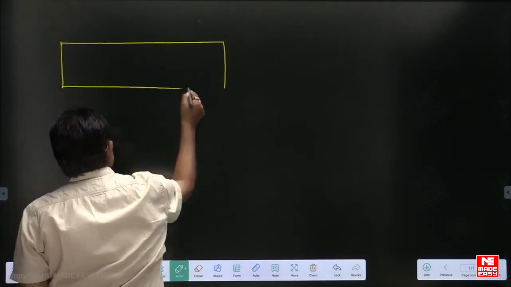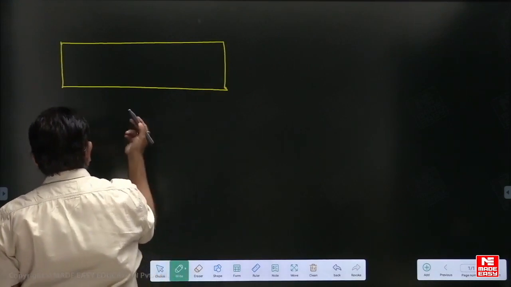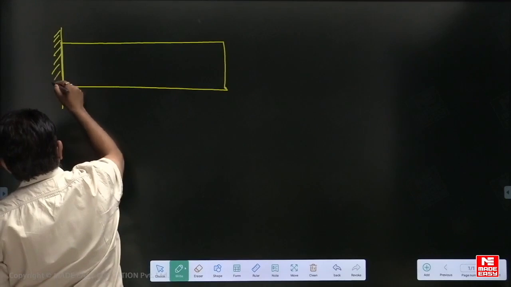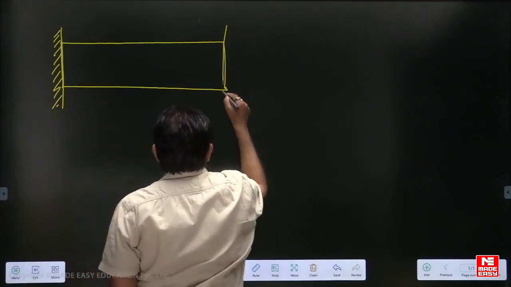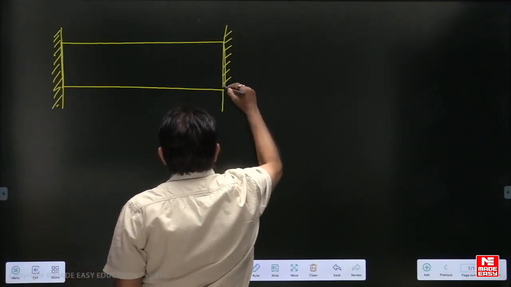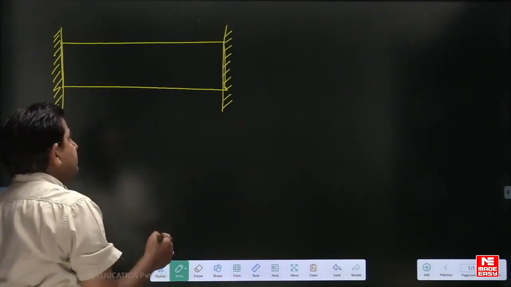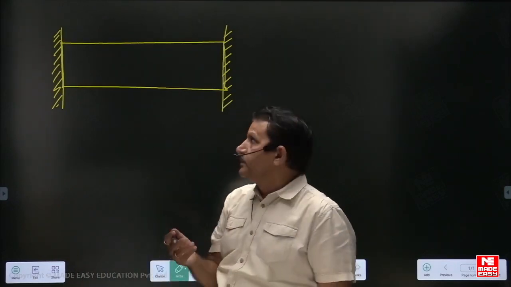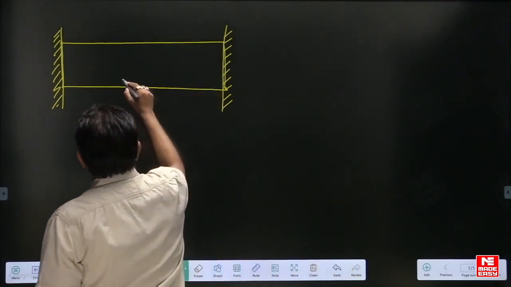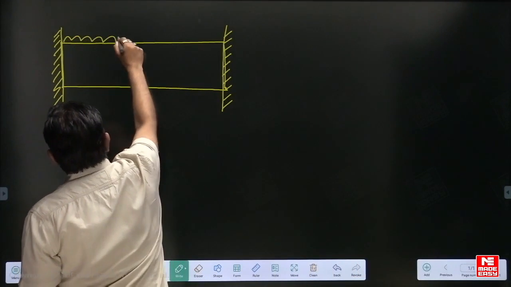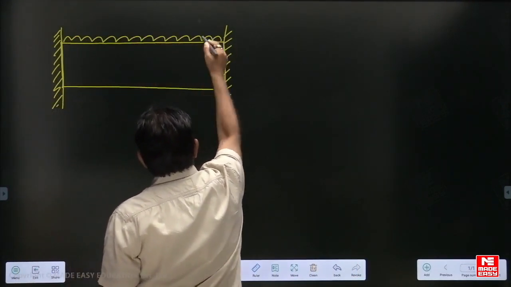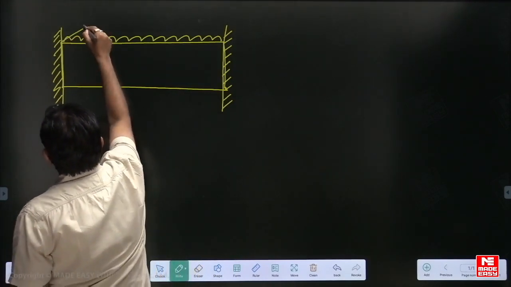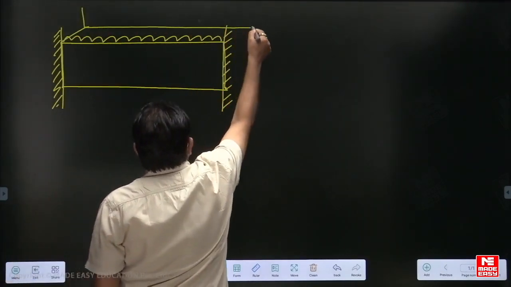This beam may be simply supported, fixed, or continuous, any type. Suppose I consider a fixed beam, because only in case of a fixed beam can you apply torsion. If it is simply supported, you cannot apply the torsion. So in this beam, suppose some loads are acting, like a UDL, and if I draw the beam in 3D, you will understand in a better manner.